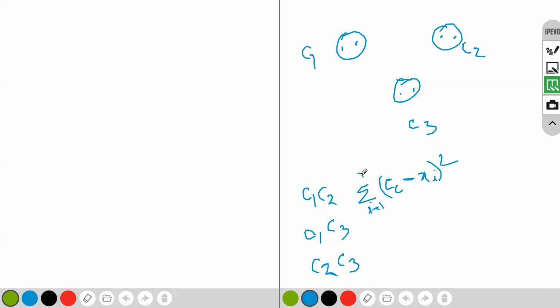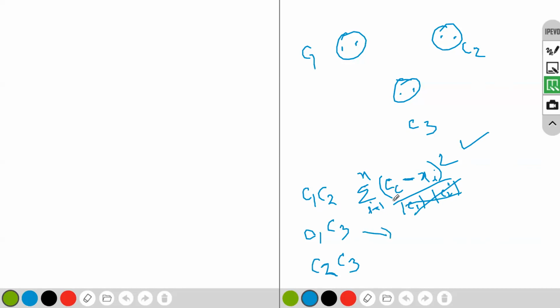Sum over i equal to 1 to n. This formula can be slightly different also, like the distance of the centroid can also be divided by something. So it can be that formula, or this formula. Suppose this is the formula, sum of squares, right now.